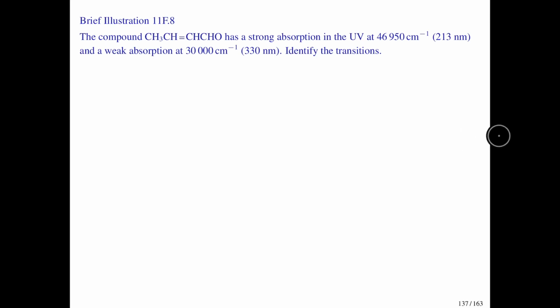Well, the strong absorption is going to be a pi to pi star transition, and that would probably correspond to the carbonyl, I would expect, because the carbon-carbon one would be a bit lower in wavelength, perhaps. Or, well, now that I think about it, there could be some delocalization here, and so this may very well be the pi to pi star transition for the entire chromophore. The weak one would certainly be the n to pi star transition involving the lone pair on the carbonyl oxygen atom.